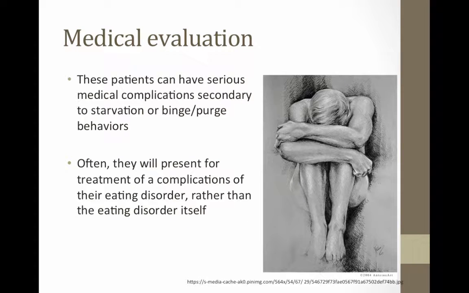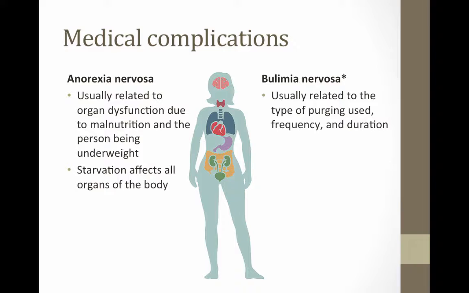One of the first steps in treatment of these patients is a thorough medical evaluation. All eating disorders have possible medical sequelae, and today we're going to focus on some of the consequences of anorexia and bulimia. When you're managing these patients, it's important to take into consideration the physical toll eating disorders can take. For anorexia, these complications are usually related to organ dysfunction due to malnutrition and the patient being underweight, as starvation affects all organs of the body.